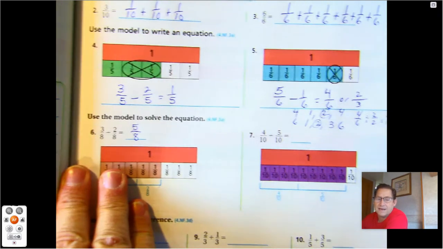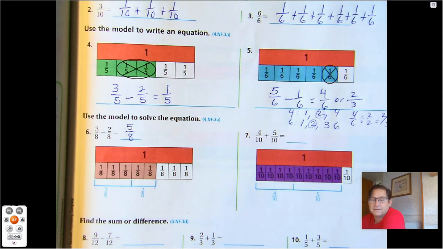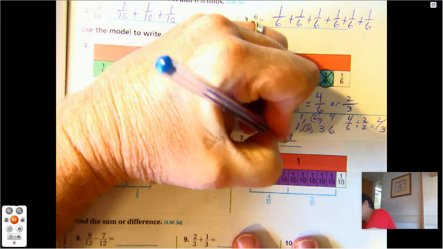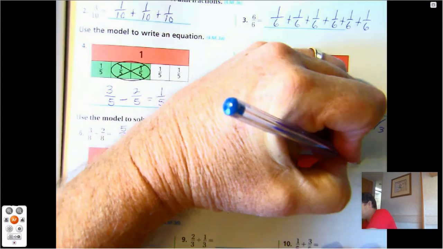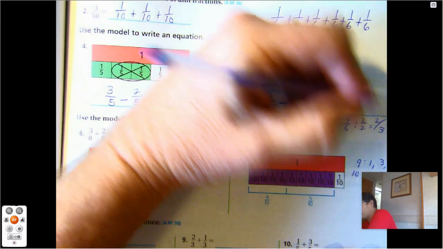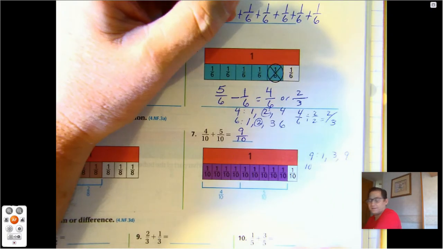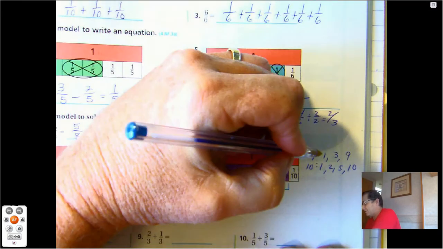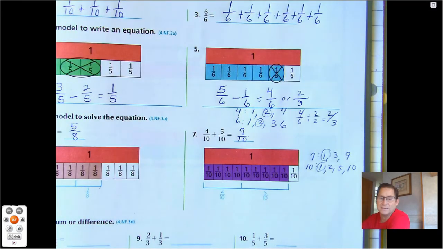Okay, number 7, we have 4/10 adding with 5/10 added to it. That would give us 9/10. The factors of 9 are 1 and 9 and 3 and 3. The factors of 10 are 1 and 10, 2 and 5. So the only thing in common to 9 and 10 is 1, so that's in simplest form. Anytime you only can divide a fraction by 1, it's in simplest form.